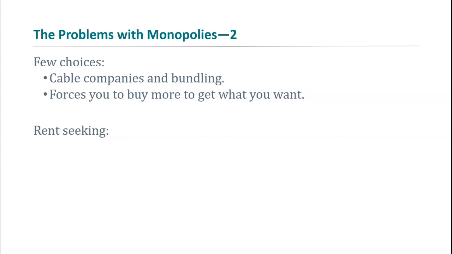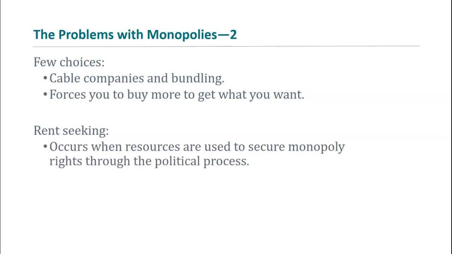And the last problem with monopoly is rent seeking. So rent seeking is sort of some fancy econ terminology that means this. Rent seeking happens when resources are used to secure monopoly rights through the political process. So someone like Georgia Power, who provide electricity to almost everyone in the state of Georgia, right? There are some people who get their electricity from a rural electricity company, but Georgia Power is, for the bulk of the state of Georgia, the monopoly that provides your power.